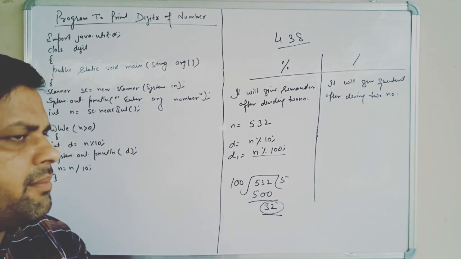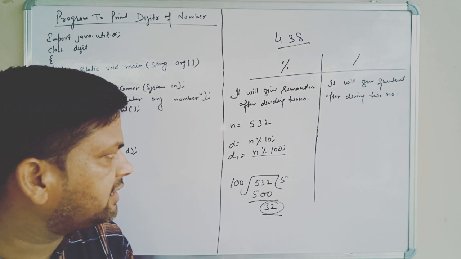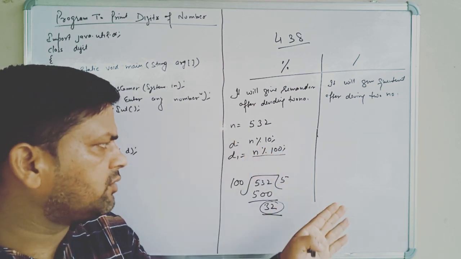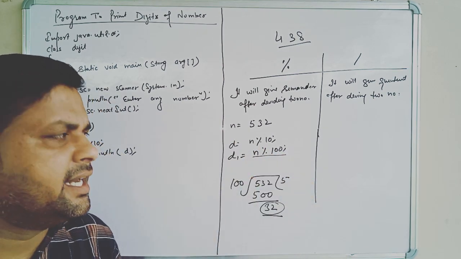So remember one thing: when you take mod with 10, it will give you the last one digit. When you take mod with 100, it will give you the last two digits. When you take mod with 1000, it will give you the last three digits.